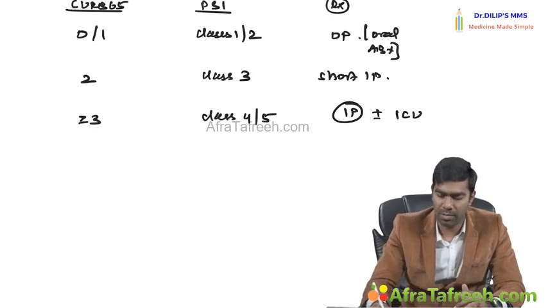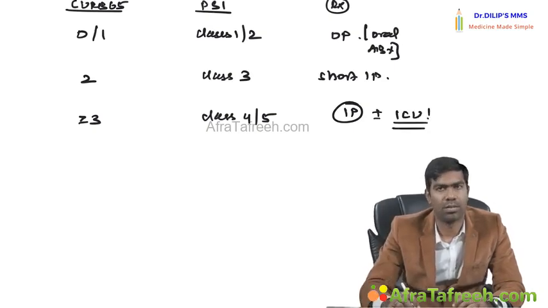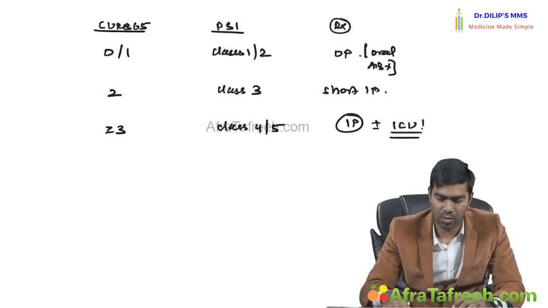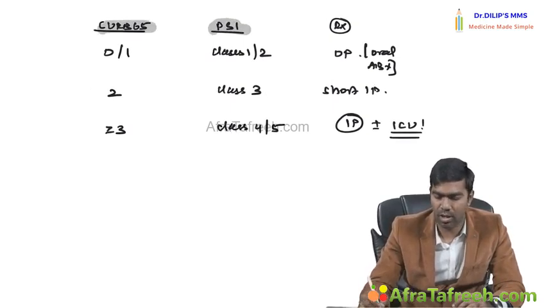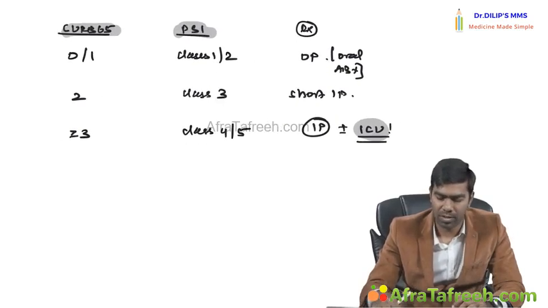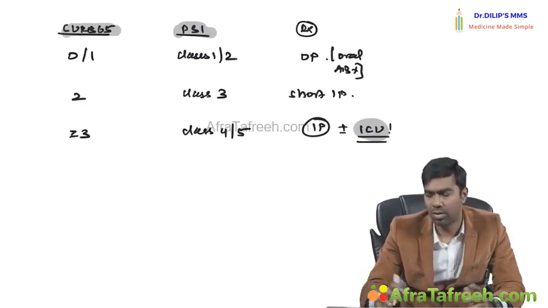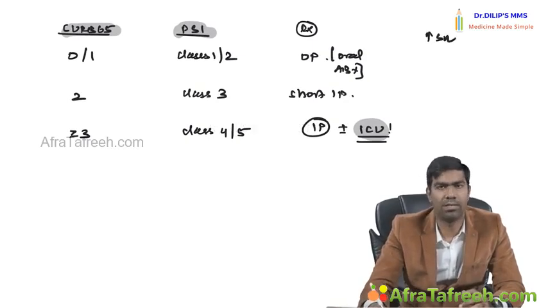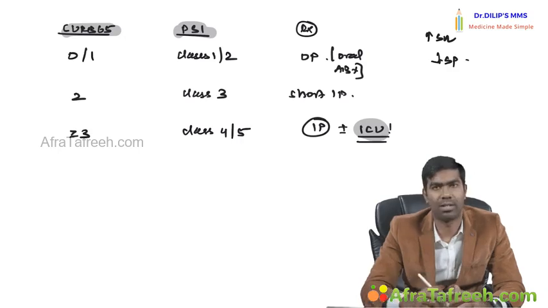At the same time, they might also need an ICU stay. But remember, none of these scores, CURB-65, PSI, predict ICU admission very clearly. These scores are highly sensitive, but very poorly specific, in the sense that they can detect almost all the patients.